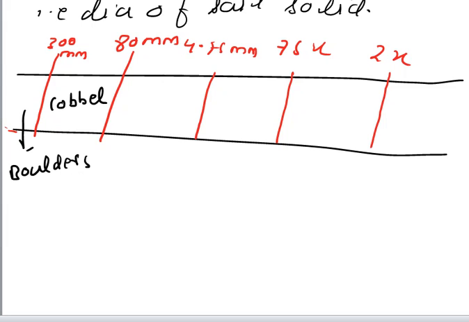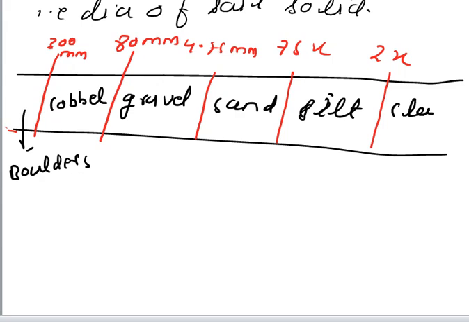This range pertains to gravel. In this range is sand, this is silt, and this is clay. That is, clay is soil which is lesser than 2 micron in size, and I have said 1 micron equals 10 to the power minus 3 mm.